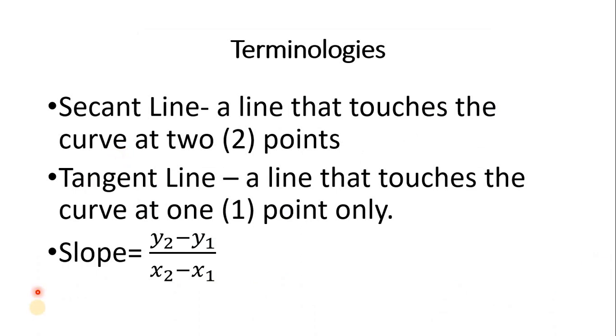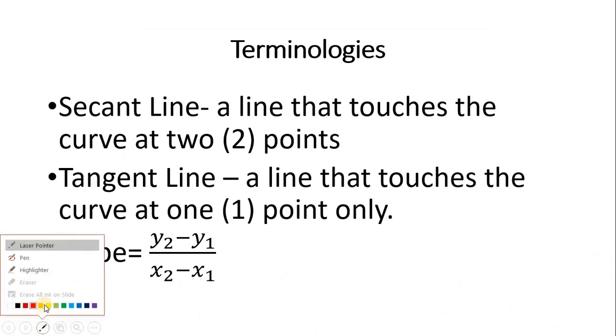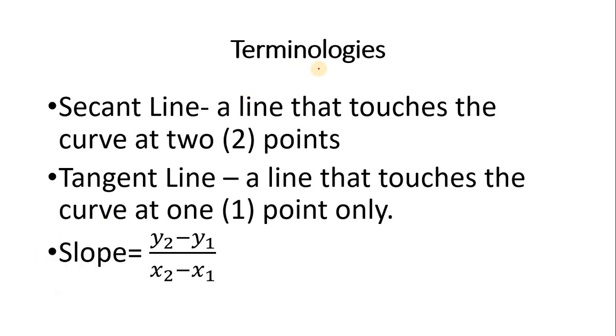But before we answer what the derivative is, let's take a look at these terminologies that could help us understand the derivative well. These are the terminologies found in the objectives of this lesson. First is the secant line. What is a secant line? A secant line is a line that touches the curve at 2 points.